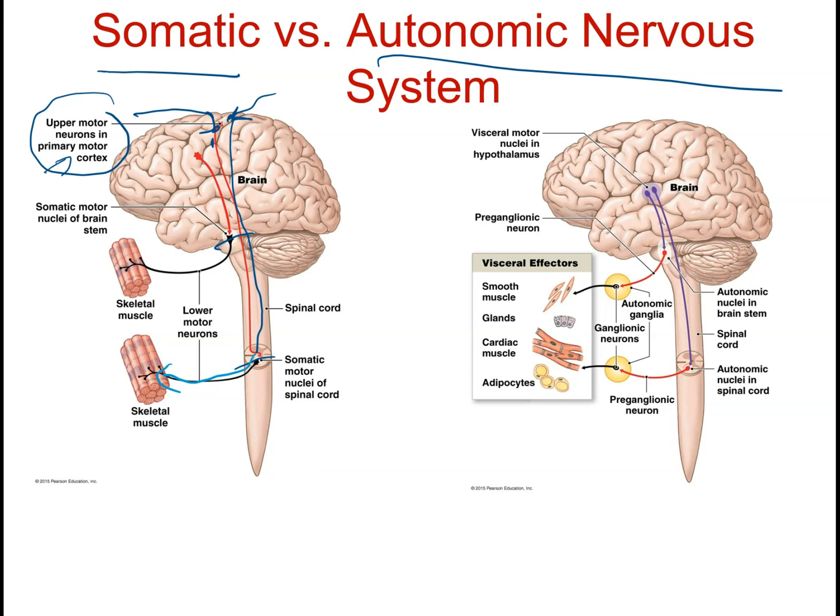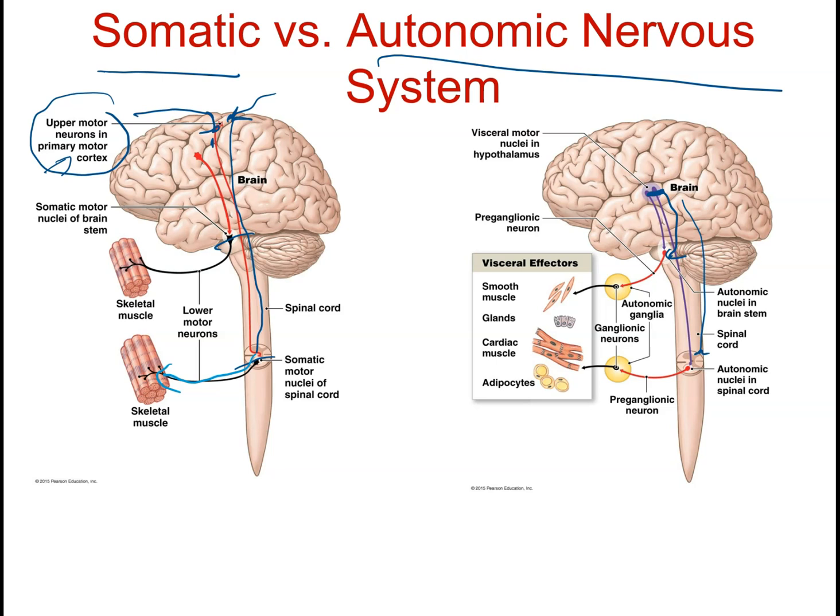If we look at the autonomic nervous system, it's a little bit different. For one thing, notice, the headquarters here are in the hypothalamus, not the cerebrum. So I'm going to have my upper neuron. Well, that's going to come down and synapse, usually somewhere in the spinal cord.